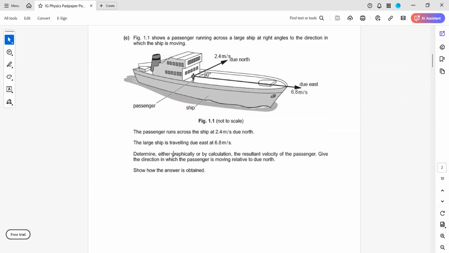But try to draw the diagram the same way, it should not be like this. Draw it in the same manner as the question is given. Like north is given here, so you should draw your vector in the same direction.